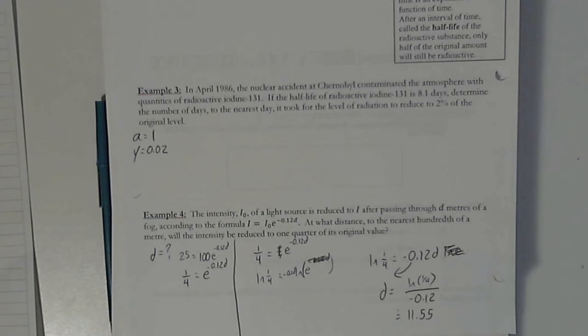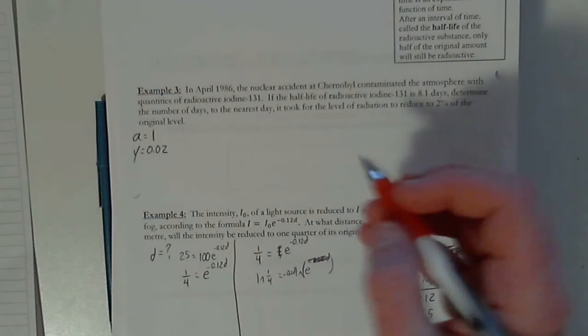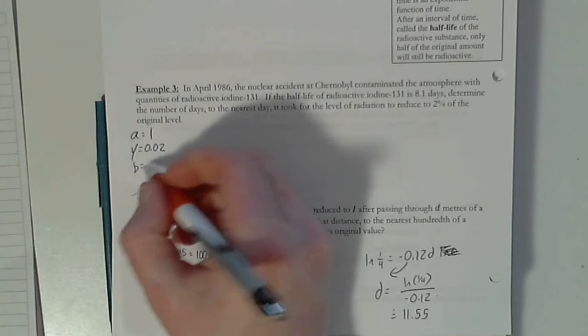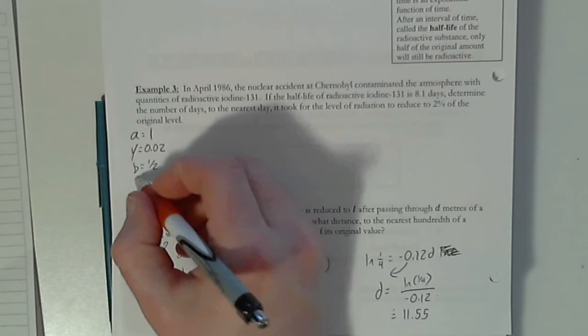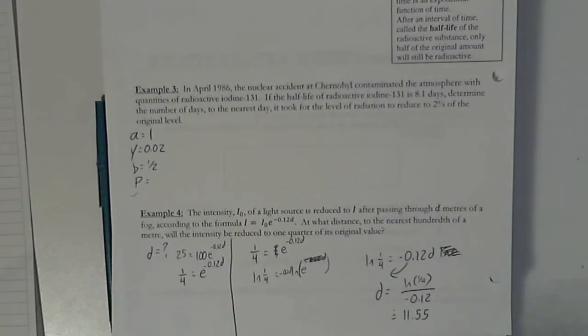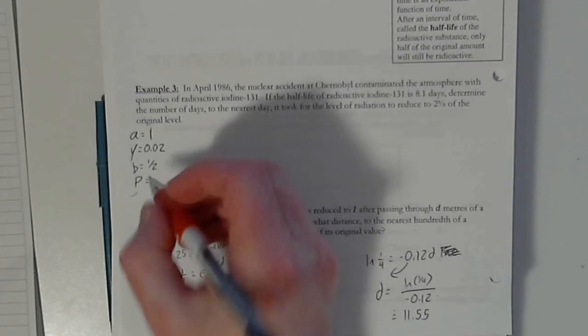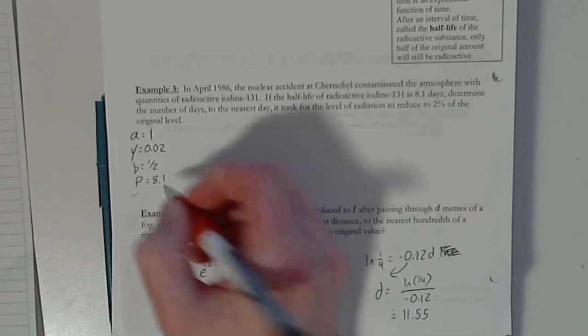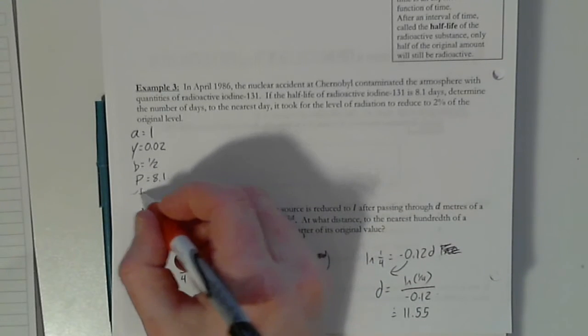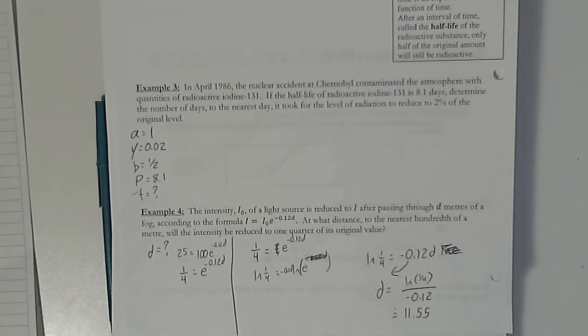Going down all the way to only 2% of it left. Maybe that's the human safe levels or something. We have our B value is a half-life. And we have the period, this time, is 8.1 days. And we're looking for the time. We don't know what the time is this time.